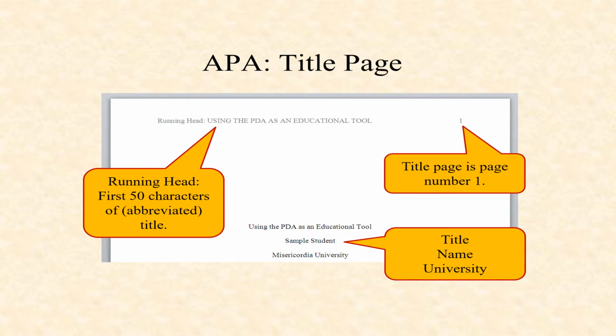Further down on this title page, all we put is the title of the paper, your name, and then your university or affiliation. You don't need the date or any other kinds of information. Now, of course, if you're in a course with a professor who says, please include this additional information, then you put it here. Otherwise, strict APA says title, name, and university.